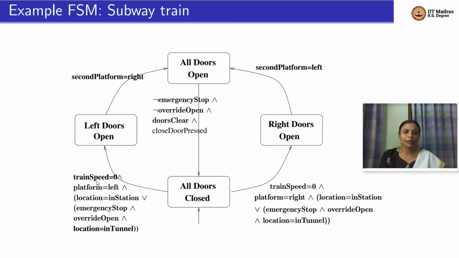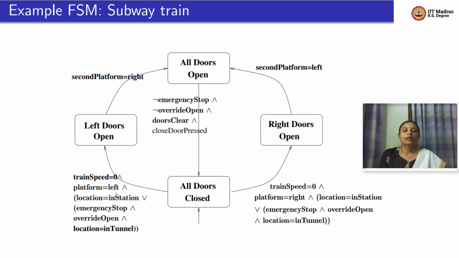This transition comes with a guard in it. Let's read the guard, the condition, to see what it is. It says train speed should be equal to 0. That makes sense. The train should not be moving. So the speed of the train should be 0. Next it says platform should be equal to left. Read it as platform is on the left hand side.